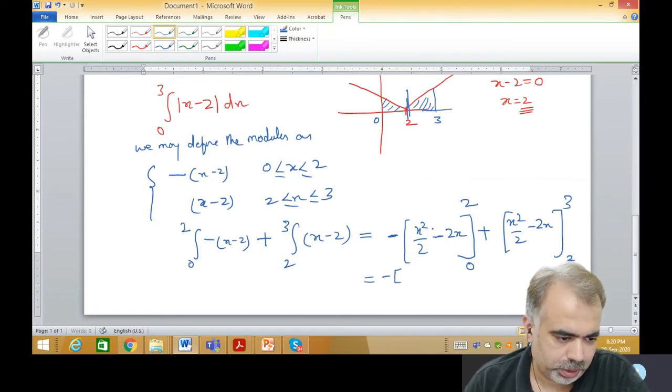When you put the upper limit, you will get 4 by 2, because 2 squared is 4, divided by 2 is 2, and if you put 2 here, it is 4. You need not put 0, because if you put 0 here, it remains 0. If you want to write it here, it is okay, otherwise you can skip it.